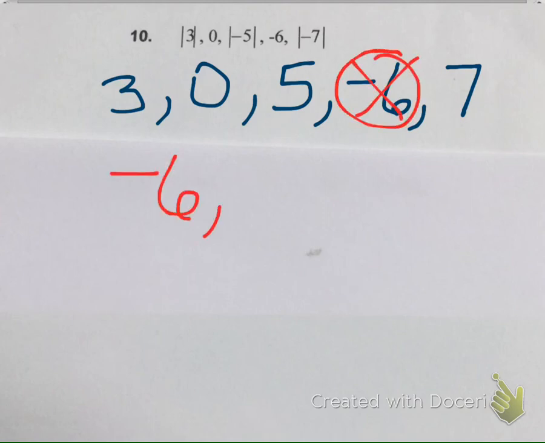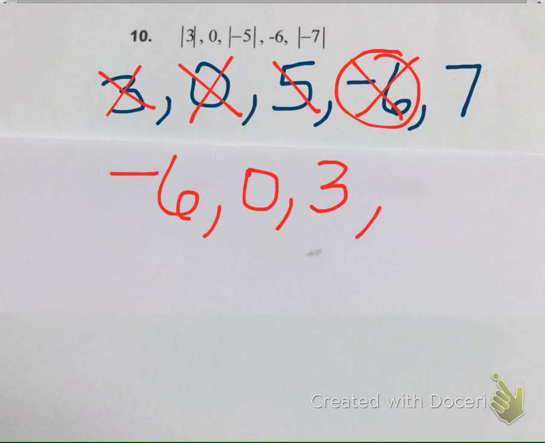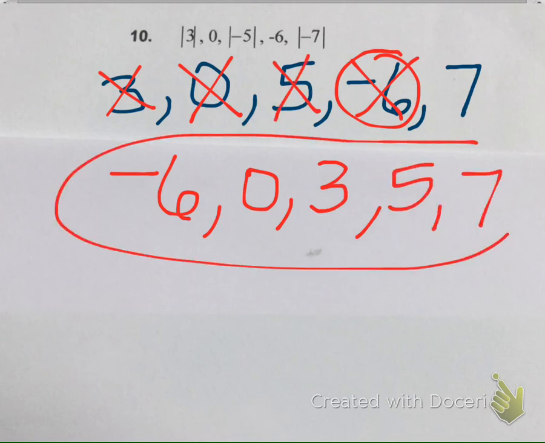-6. Then we have 0. Then we have 3. Then 5. And then 7. So these numbers are now in order from least to greatest.